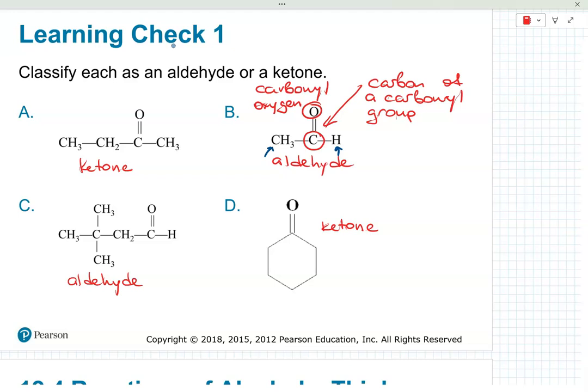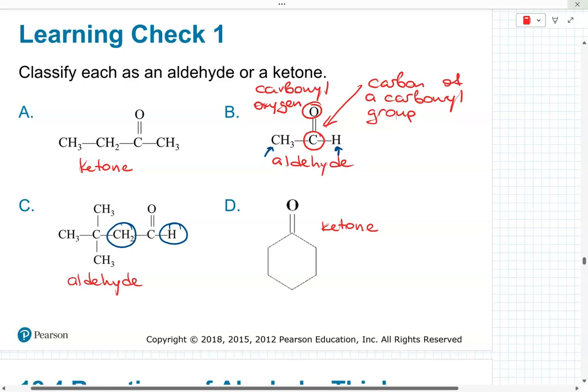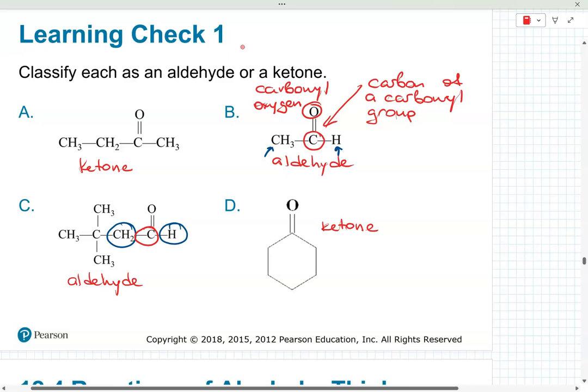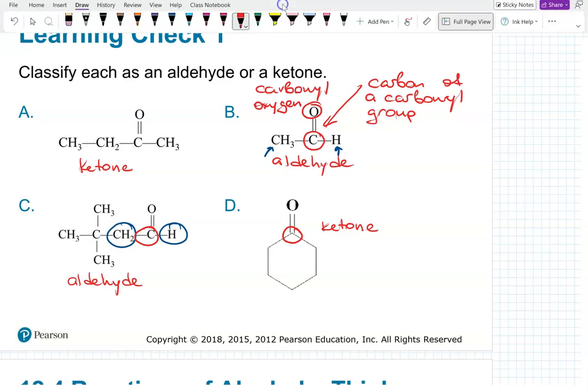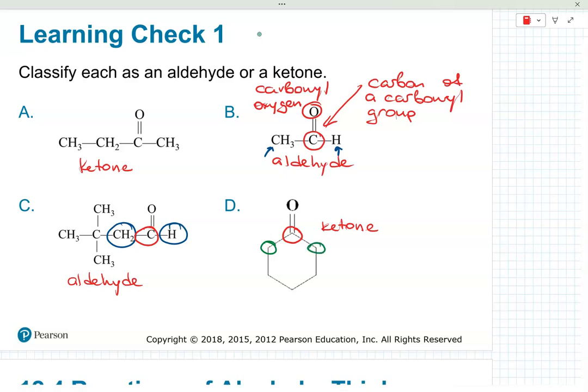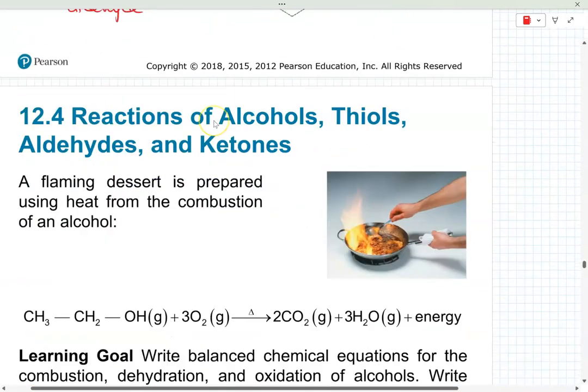So if you look at C, you see the same story. This carbon and this hydrogen both form bonds with a carbonyl carbon. Does that make sense? Now, on the contrary, if you look at, let's say, this cyclohexanone, this is the carbonyl carbon. And it forms bonds with two other carbons, which make it a ketone. Okay?